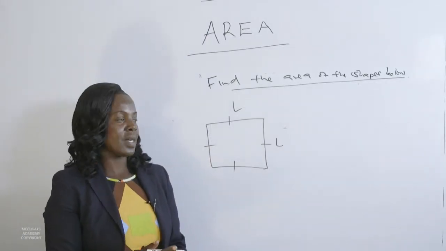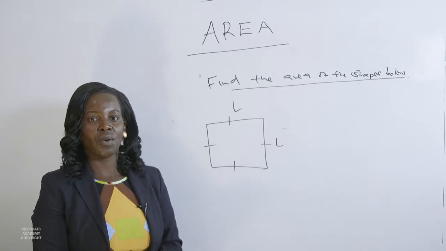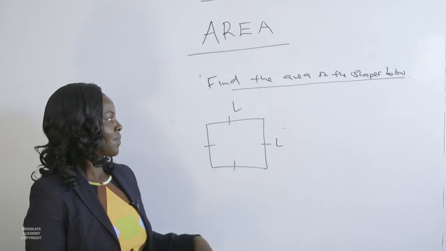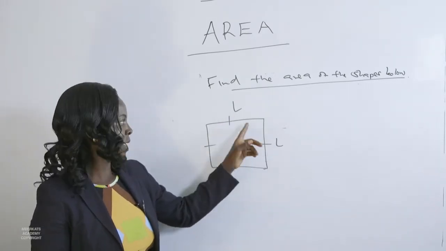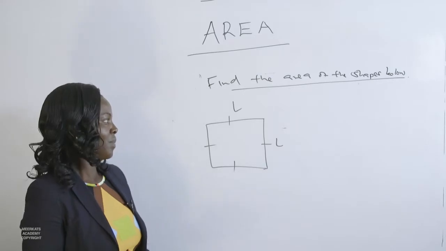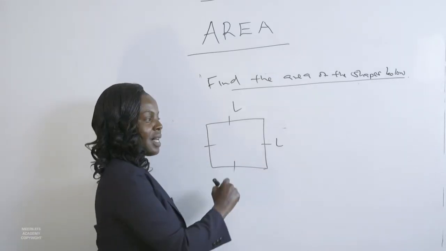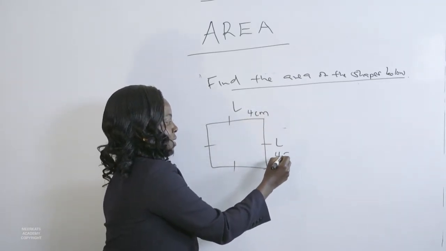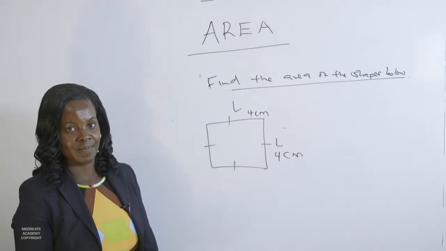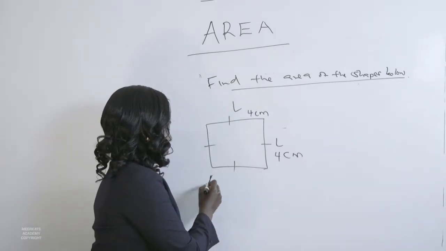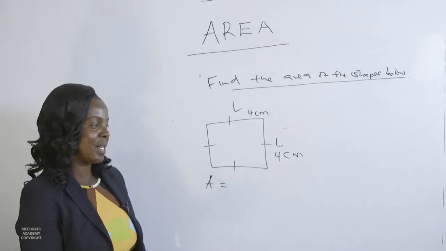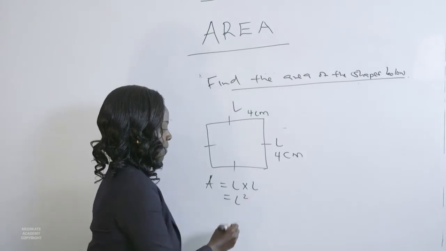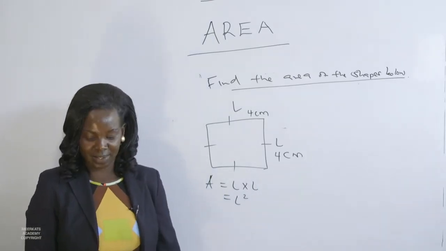So let's look at how to calculate the area of a square. We have said the square has all sides equal. We have length, and this side is also length, abbreviated as L. Let's assume that our square measures 4 centimeters by 4 centimeters. What will be the area? We have said the area of a square is given by length times length, which will give us L squared.